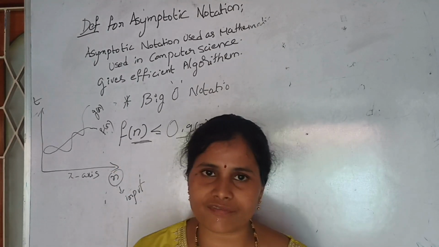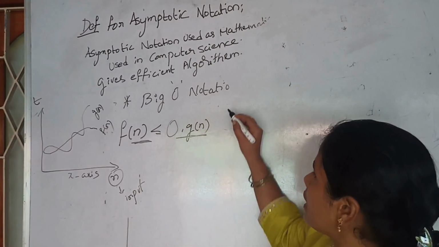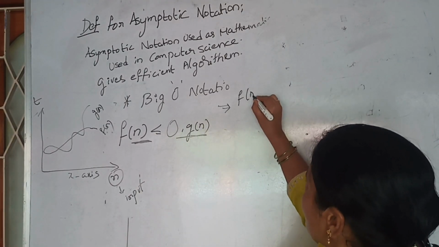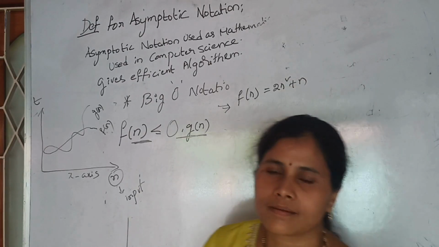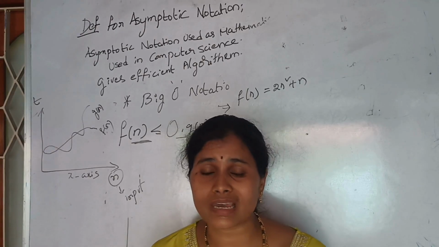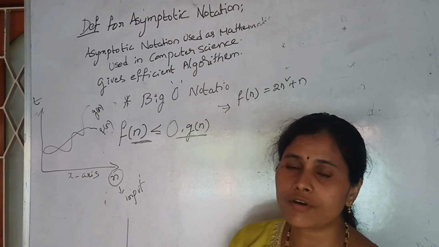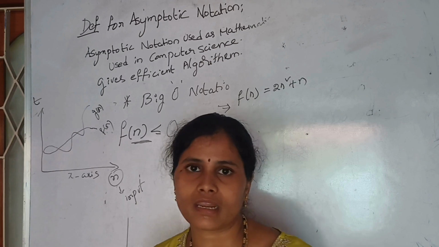The function is already there: f of n is less than or equal to O of g of n. So let me take the function f of n equal to 2n square plus n. Before entering into the substitution part, we need to find g of n.